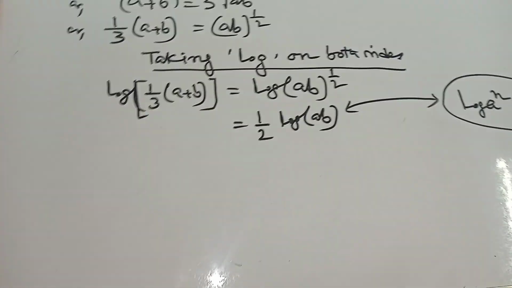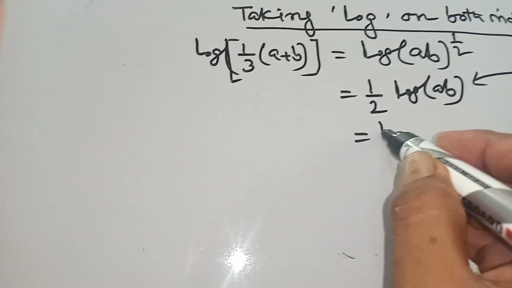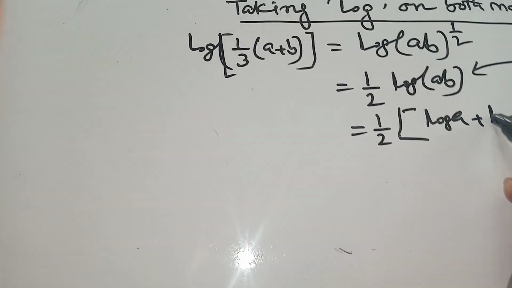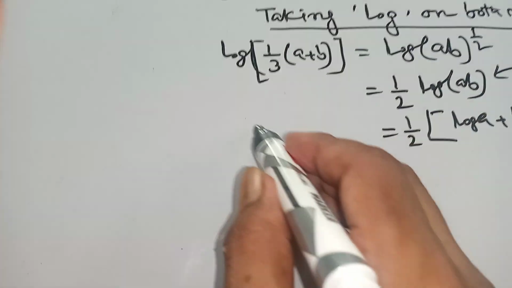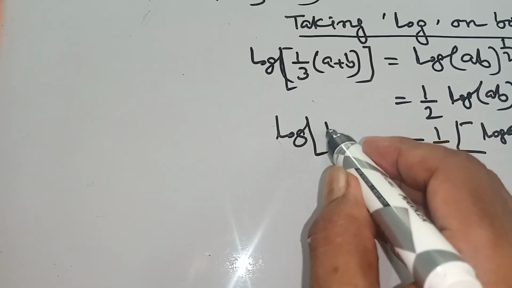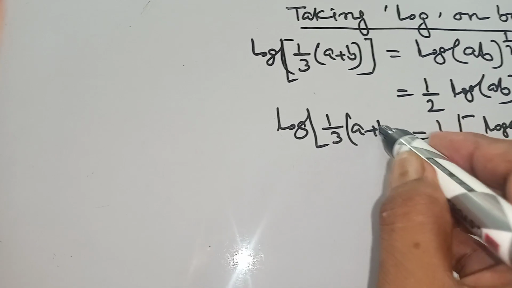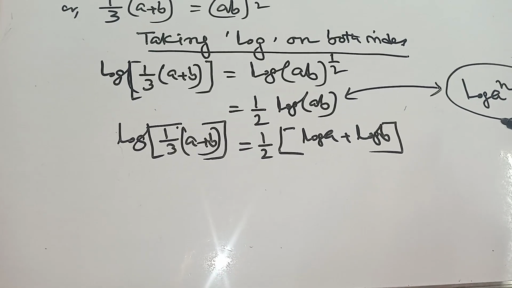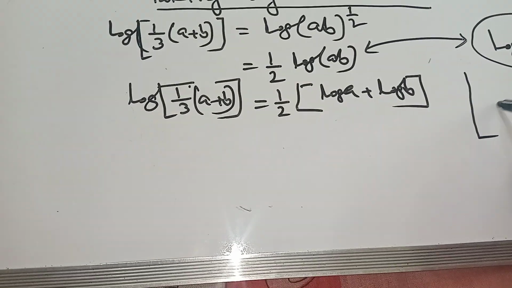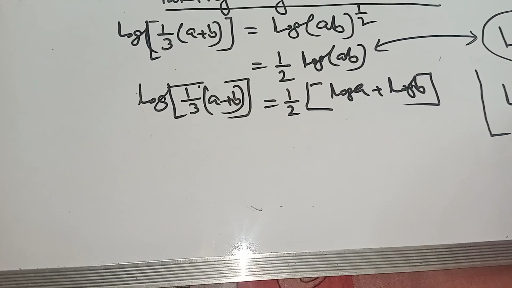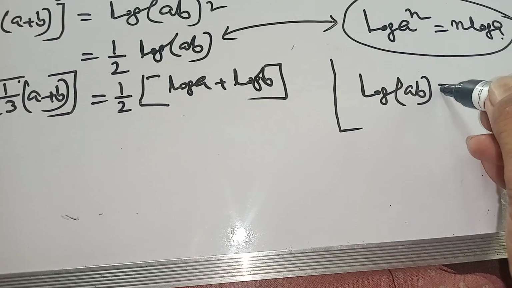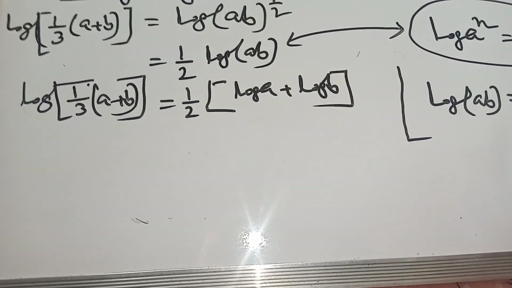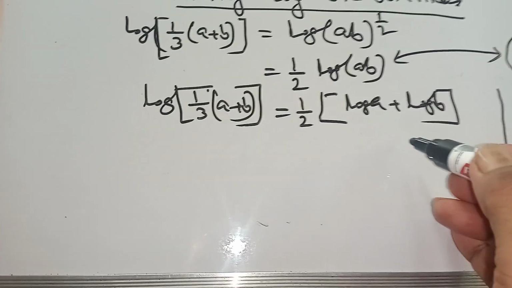Okay, now here ab is given with 1 by 2. Log ab means log a plus log b, and here log 1 by 3 (a plus b). Here also one formula you must remember, the product formula of log ab: it will be log a plus log b. This formula is applied here. This is the proof.